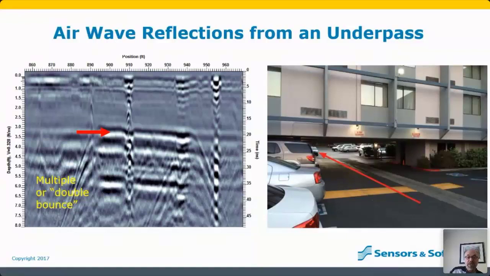But then as soon as you realize, oh, this was collected under an underpass, energy went up and bounced off the top. And in fact, energy went up and bounced twice off the top. It went from the GPR system, bounced off the ceiling, came back down, bounced off the road, came back up, bounced off the ceiling a second time, and came back down to the GPR system. So we got the first reflector and the second reflector. Both of them are airwaves. Both of them should be totally ignored. And again, you take your data out of context and you're going to make mistakes.